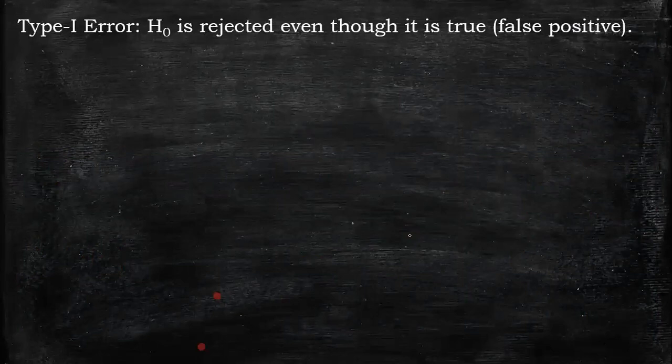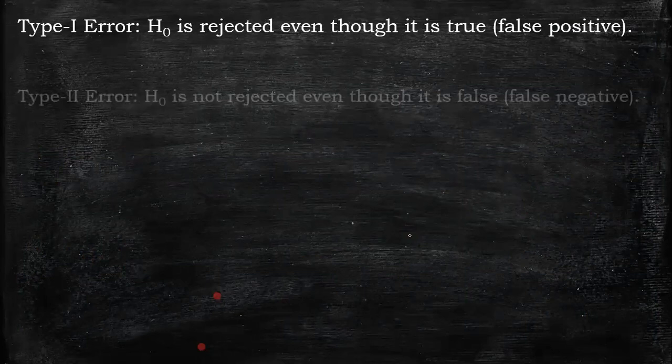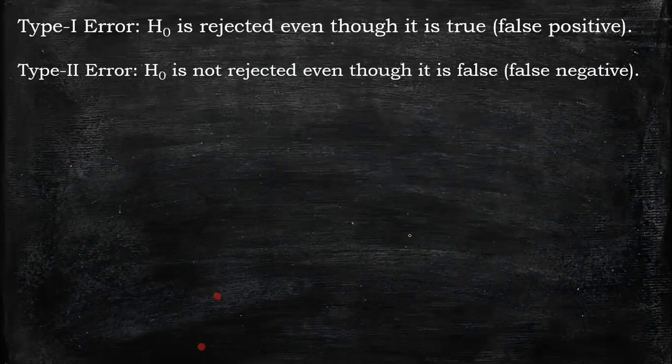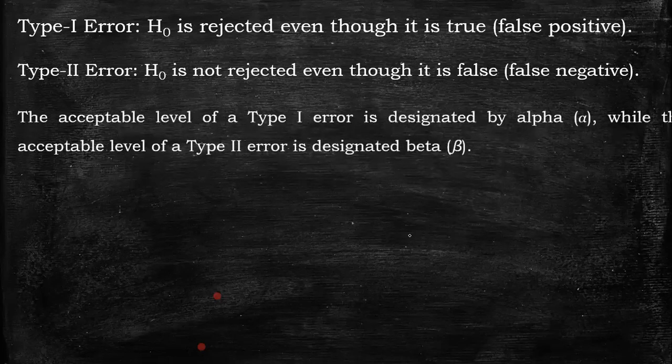There is some confusion matrix theory in machine learning. I will be taking a separate lecture on that in regard to machine learning. Type 1 error, H0 is rejected even though it is true. This is called a false positive. Remember, a false positive, H0 is rejected when it is true. And type 2 error, H0 is not rejected even though it is false. This is a false negative. So these are two types of error.